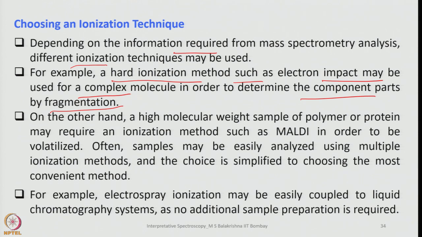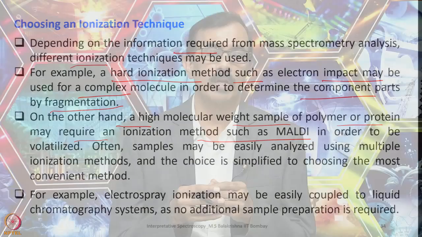In that case, what happens? Fragmentation is very high. By looking into different fragmentations, we can assemble and get back the constituent molecule from which it is formed. On the other hand, a high molecular weight sample of polymer or protein may require an ionization method such as MALDI, because with electron impact, we know that we cannot go beyond 1000 molecular weight. But if the samples have high molecular weight, then MALDI is ideal.